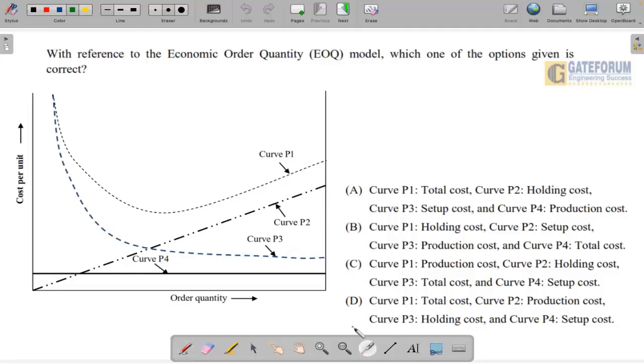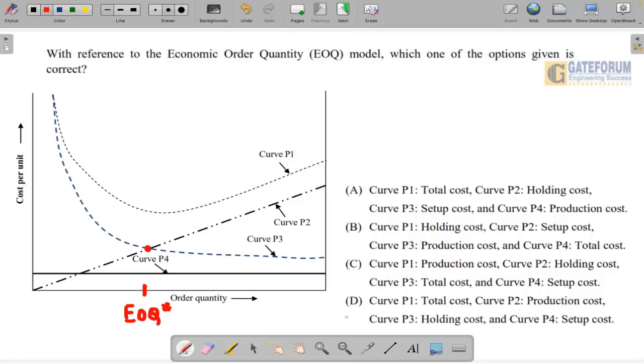The first problem is with reference to the economic order quantity EOQ model. Which one of the following options is correct? We have discussed all types of cost in industrial engineering. This is the curve for total cost, that is curve one. You know very well the point at which the holding cost and ordering cost intersect. This is the break even point, and here the holding cost intersects the ordering cost. This point is called EOQ, economic order quantity.